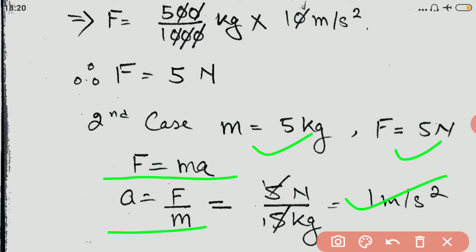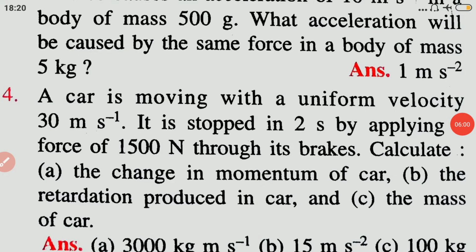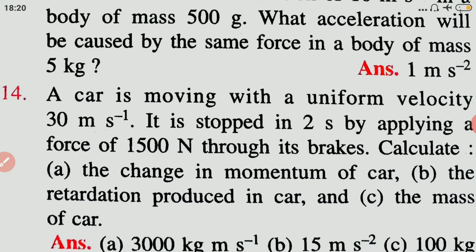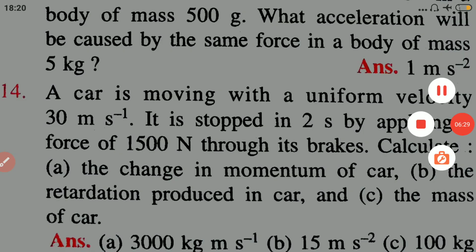Now let us go to the last question, number 14. Number 14 reads as: a car is moving with a uniform velocity of 30 meter per second. It is stopped in 2 seconds by applying a force of 1500 Newton through its brakes. Calculate number A, the change in momentum of the car, number B, the retardation produced in the car, and number C, the mass of the car. So let us go to the solution.